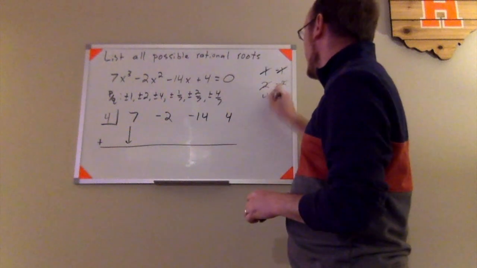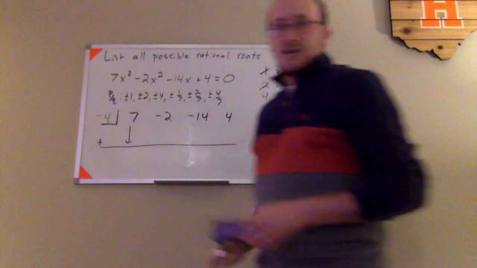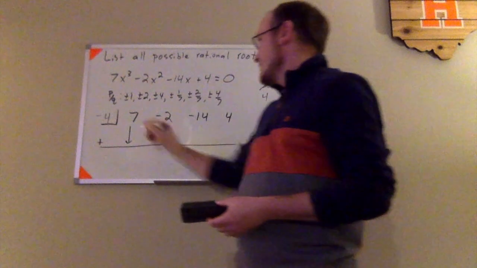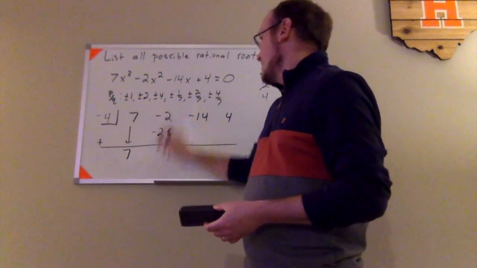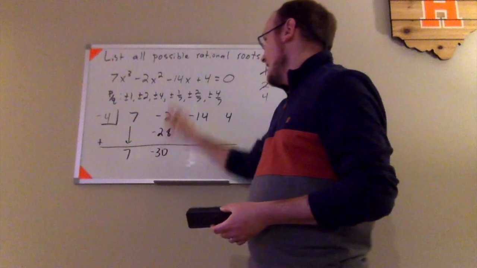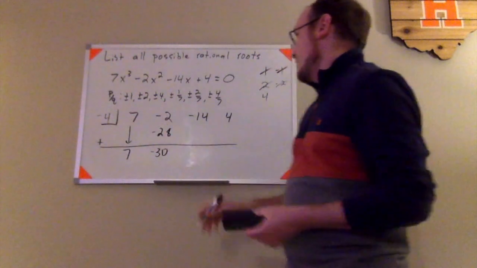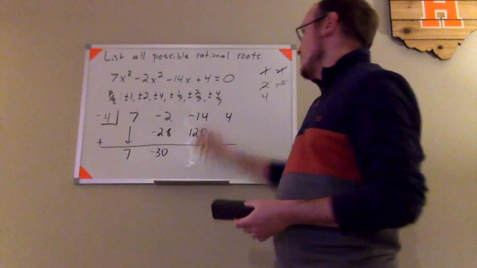So we tested 4, didn't get anywhere. Let's try -4. Let's see if that gets us anywhere. Drop the 7. -4 times 7 is -28. That gives me -30 when I add the column. -4 times -30 is 120.